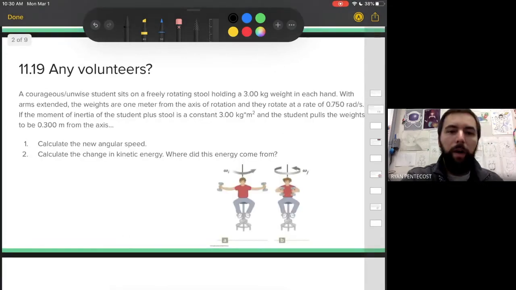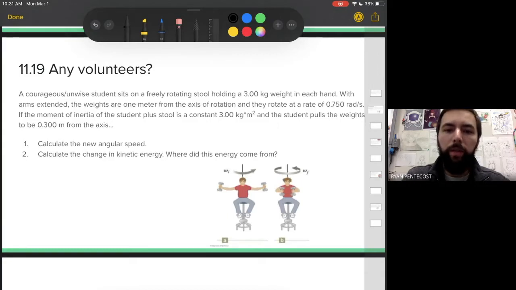Now, our first problem to test this idea. A courageous or unwise student sits on a freely rotating stool holding a 3-kilogram weight in each hand.